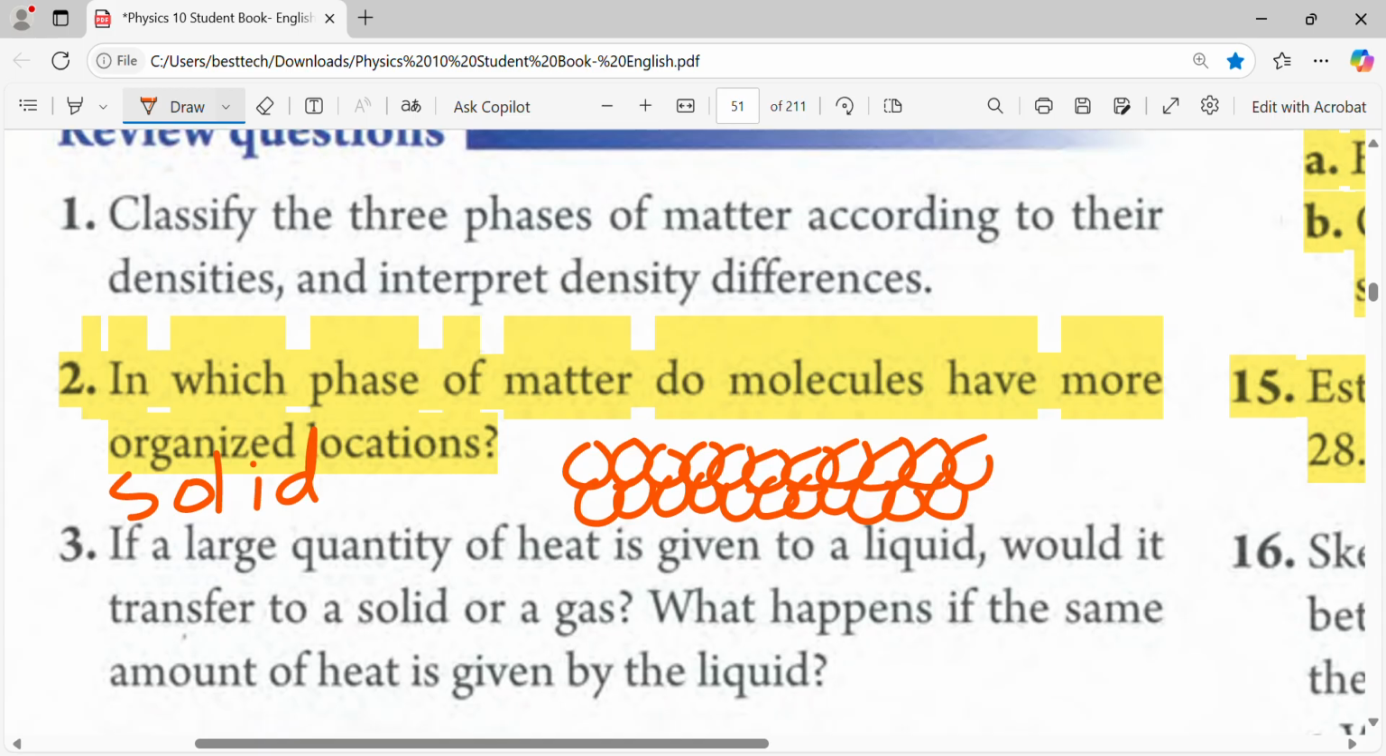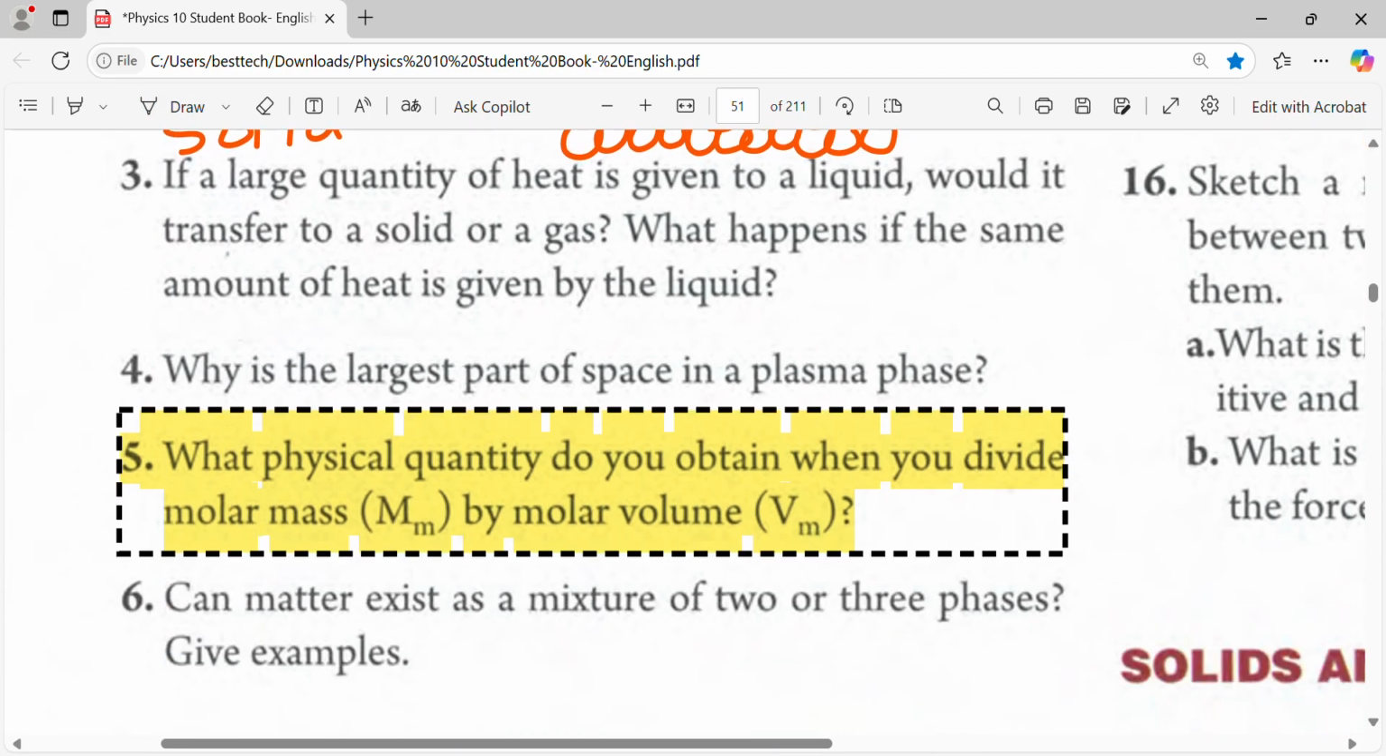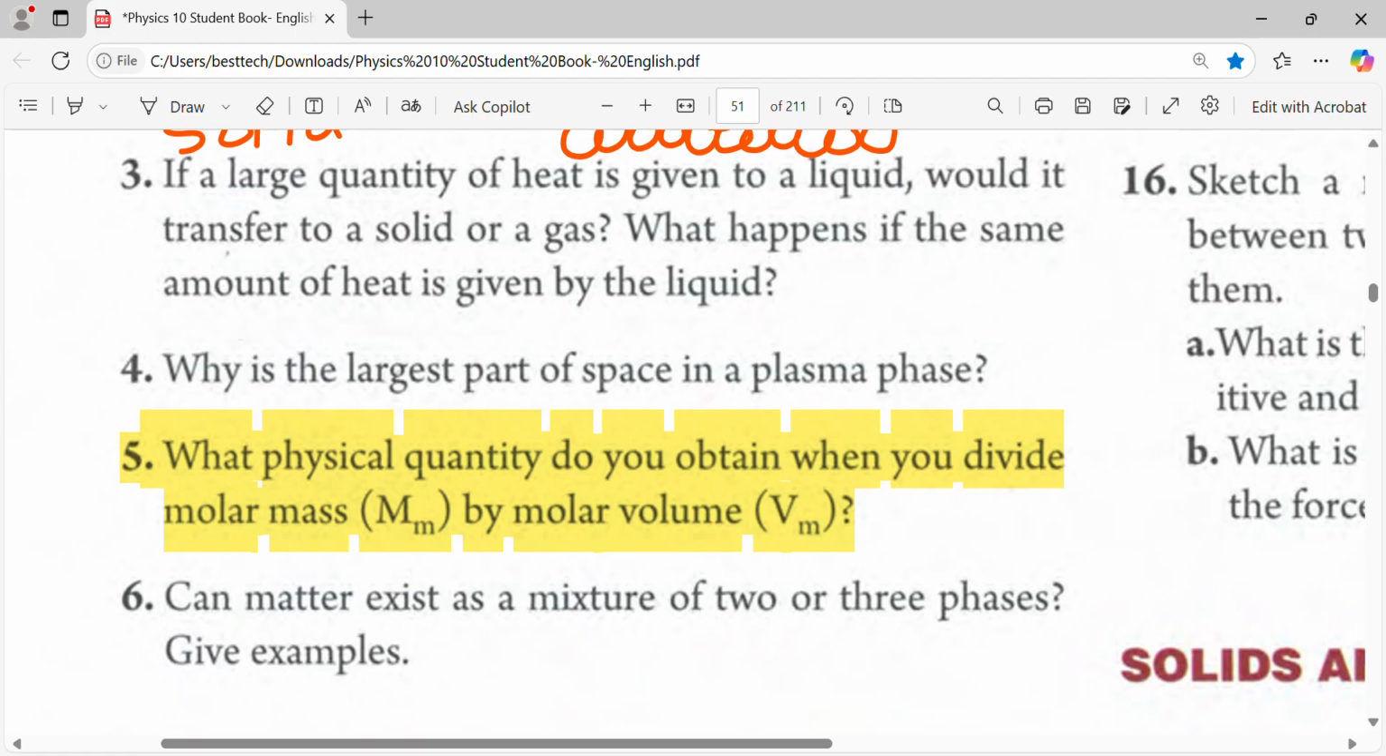Okay. Question 3 is not that important. Question 4 is a good question. Why is the largest part of space in the plasma phase? Why is most of space in the plasma phase? Guys, as we know, the composition of plasma consists of what? Atoms, nuclei and electrons, moving at very high speed. And we know that 90% of all matter in the universe consists of plasma.